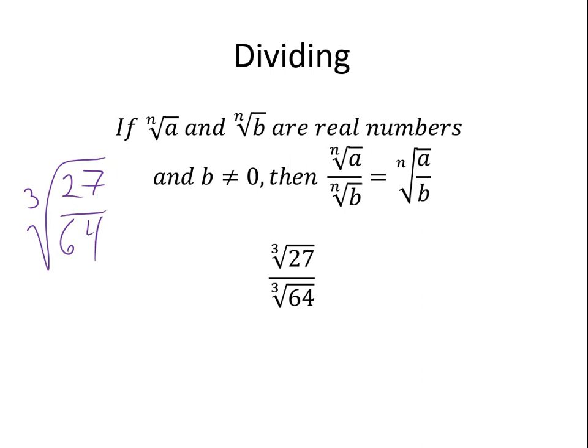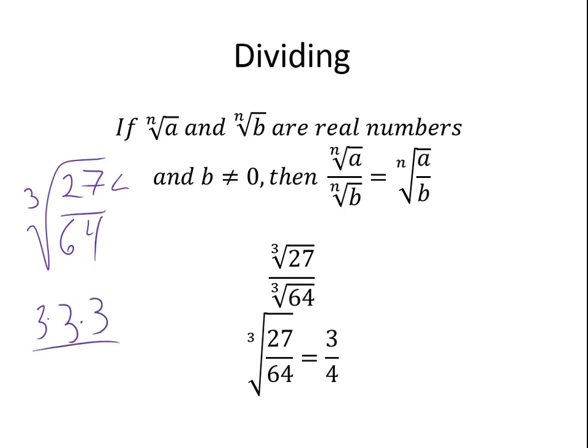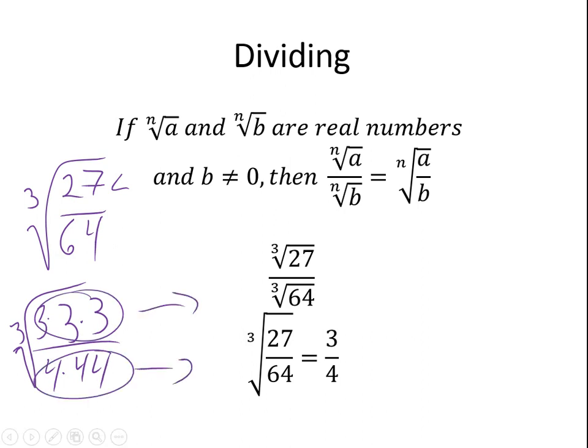And now we can ask, okay, can we reduce this? We might be able to, we might not. But if we're able to, we should try to, okay? We can't reduce it right away, but we see that we can break 27 up into 3 times 3 times 3, and 64 is 4 times 4 times 4. And since we're taking the cube root, we've got 3 3's, so all the 3's come out, and we've got 3 4's, so all the 4's come out. And so our answer would be 3 over 4.